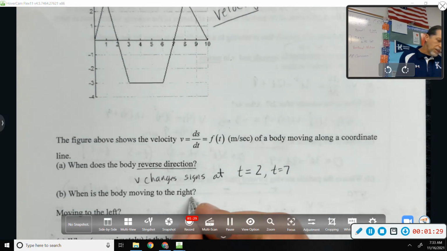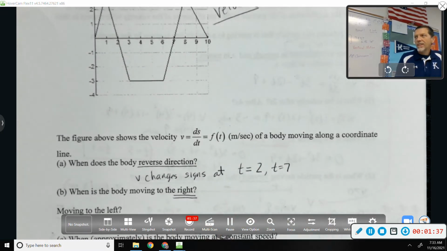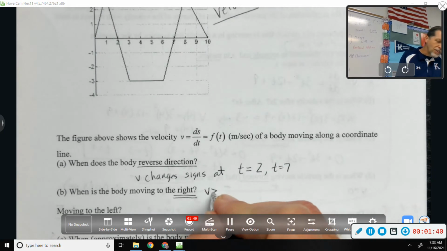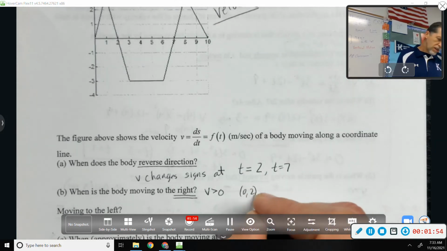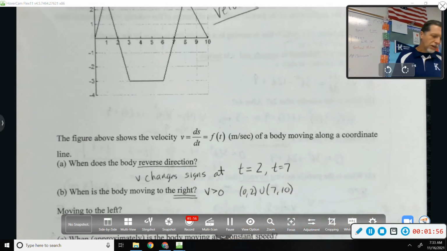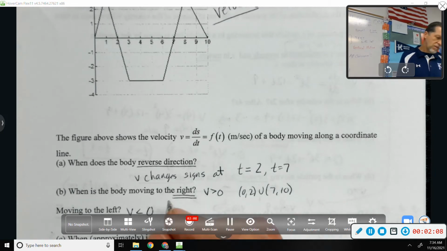When is the body moving to the right? So what would I be looking for if I'm moving to the right? What's positive? V. Yeah, so you just got to be clear on what you're saying. So V is greater than 0. So where's V greater than 0? 0 to 2, and 7 to 10. Good, we're getting good at reading graphs. Moving to the left, that would be V less than 0. Where does that happen? 2 to 7.